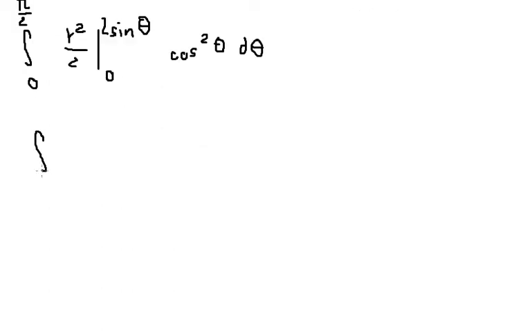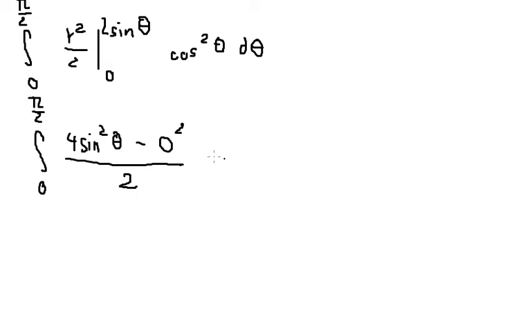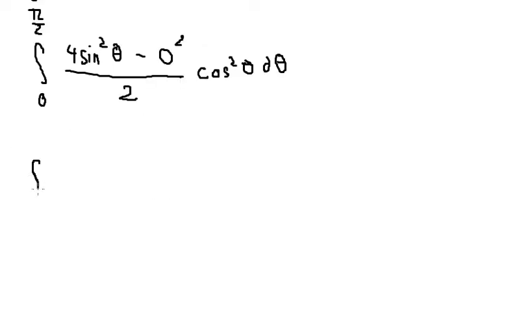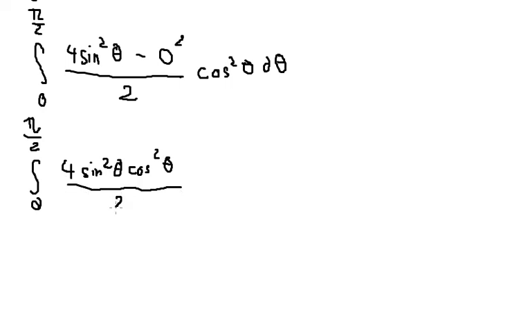So we will go about the integral from 0 to pi over 2. And we get 4 sine theta squared minus number 0, because this is the bottom, to the power of 2 over number 2. And we have cosine theta squared d theta. And now we simplify and we get the integral from 0 to pi over 2 of 4 sine theta squared cosine theta squared over number 2 d theta.